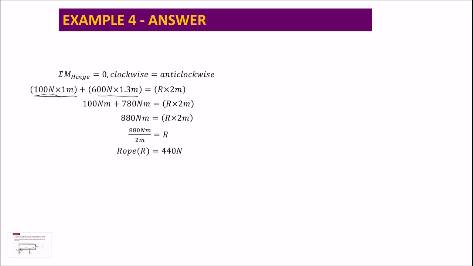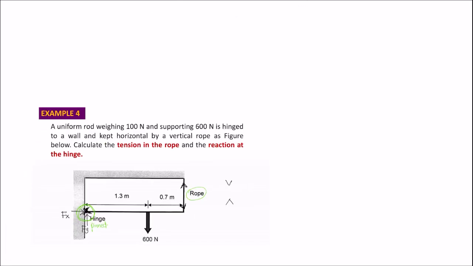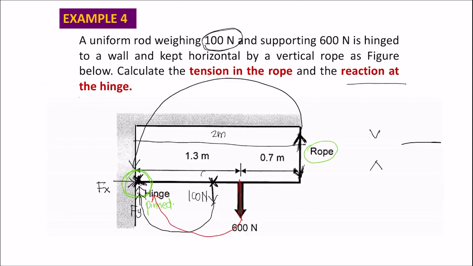Next, we going to find the reaction dekat support ataupun connection itu, because the question asks you to do so. Ni ya. We know that tadi kita dah pecahkan. Kita tahu hinge adalah equal to pin and it can't resist moment. Meaning that takkan ada reaction of moment dekat sini. However, it can resist vertical and horizontal forces. That's why ada Fx and Fy.